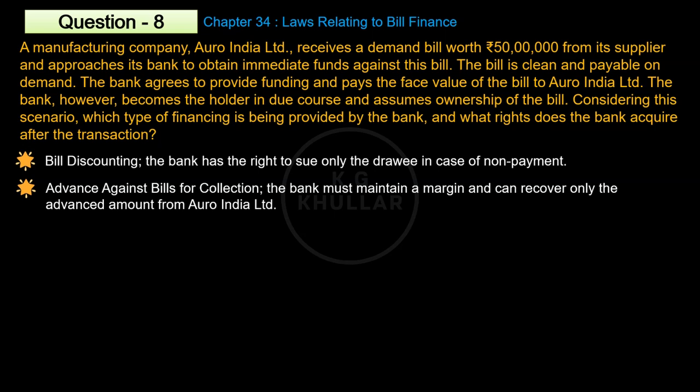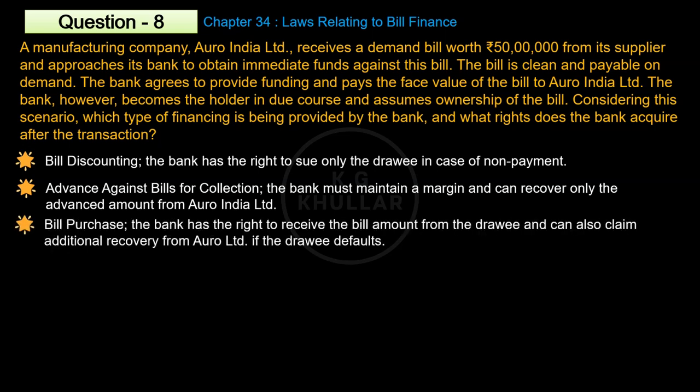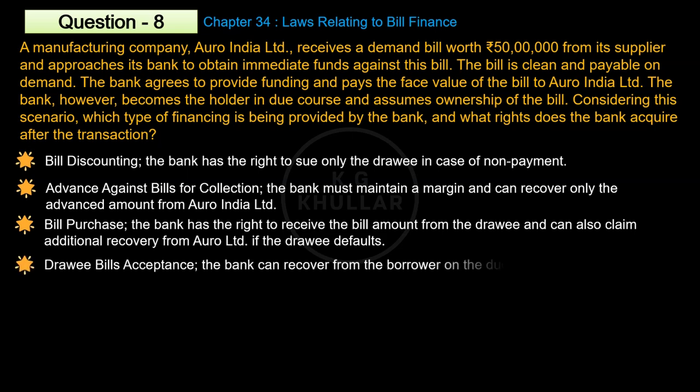Then third option C is bill purchase, and the right is the bank has the right to receive the bill amount from the drawee and can also claim additional recovery from Oro India Limited if the drawee defaults. And last option D is drawee bills acceptance, and the right is the bank can recover from the borrower on the due date. Now friends, please note the correct option for the given question is option C, that is bill purchase.